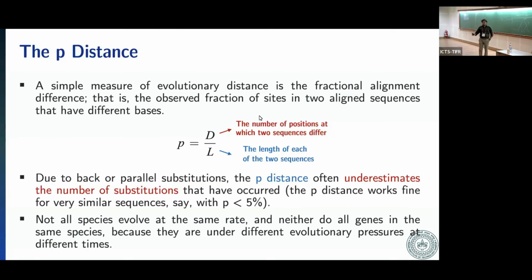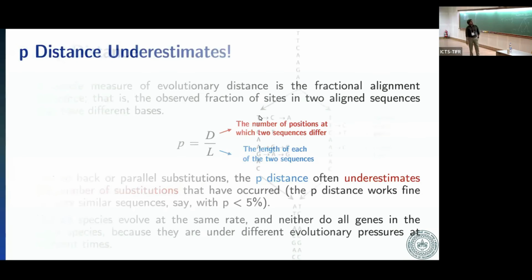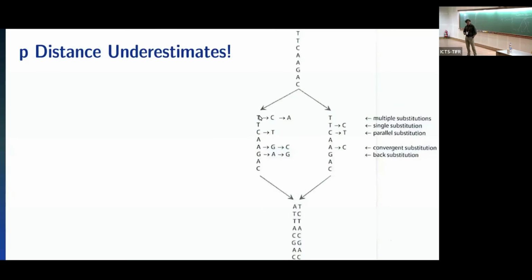This is very simple. We are saying, okay, 10% of the nucleotides differ, 20% of the nucleotides differ, something like that. Now, this is exactly the point that was raised earlier, that we are trying to model this kind of parallel or back mutations, because of which the P distance is always going to underestimate the number of substitutions that have really occurred in the data. So how do we see that through an example?